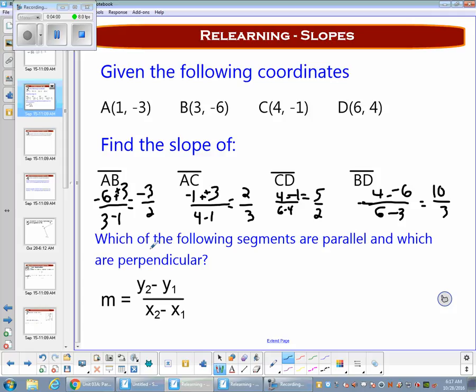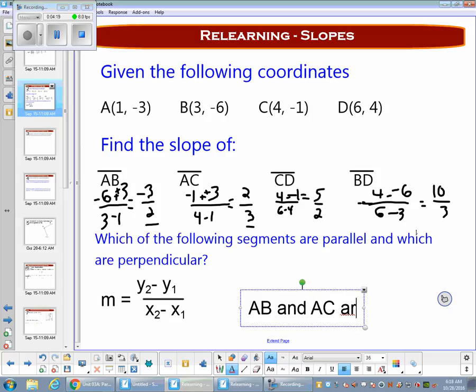So now the next question, which of these segments are parallel and which are perpendicular? Parallel, these would have the same slopes. None of those have the same slopes. Perpendicular is negative reciprocal, and that's just these two. So AB and AC are perpendicular. All right, moving on.